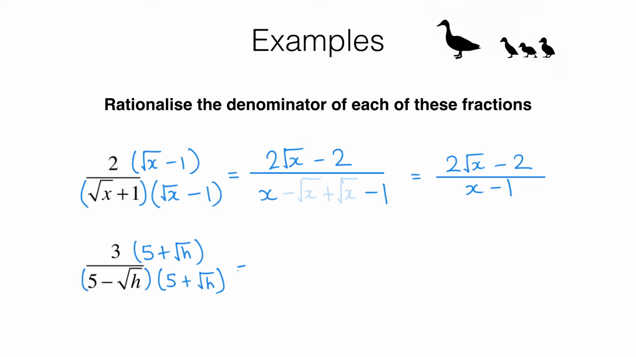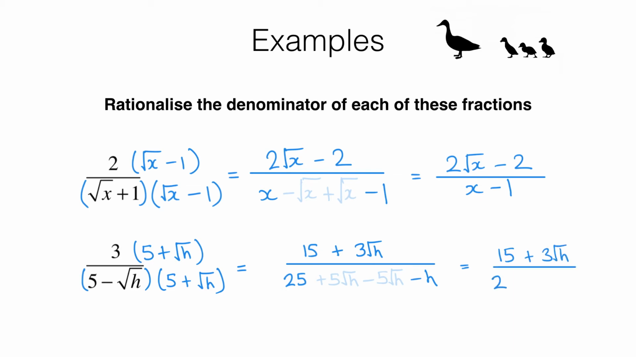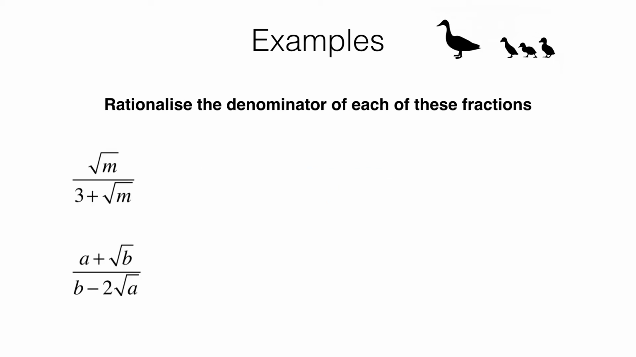Here's what I get. The numerator is 15 plus 3 root h. The denominator is 25 plus 5 root h minus 5 root h minus h. As we've seen, these add up to 0, so they cancel each other out, and that means we have 15 plus 3 root h over 25 minus h. Here are 2 more questions. Pause the video and have a go at these for yourself.